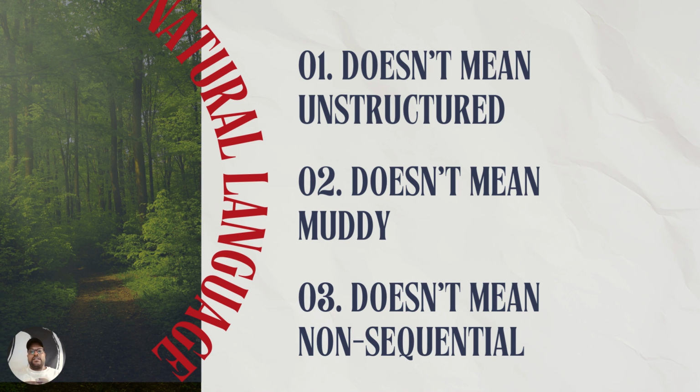And so everyone knows that the way these new agentic coding platforms work is that they use natural language. However, there are three things that natural language doesn't mean. One, it does not mean it's unstructured. If you give Bolt a whole list of a huge prompt, it might build things not in the way that you intended.